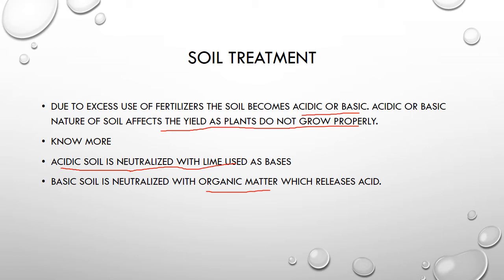Acidic soil is neutralized with lime, which is used as a base. So basically, when acidic soil is neutralized with slaked lime or quicklime, which is calcium hydroxide, and are used as bases, it neutralizes the soil and the plant starts growing a bit properly. And the basic soil is neutralized with organic matter, which releases acid and neutralizes the basic soil.